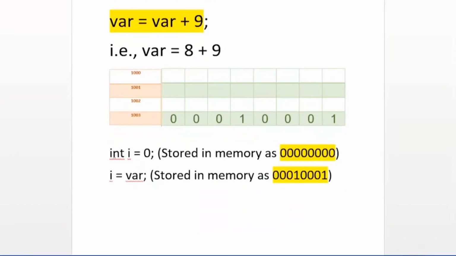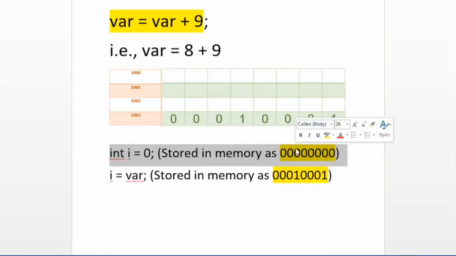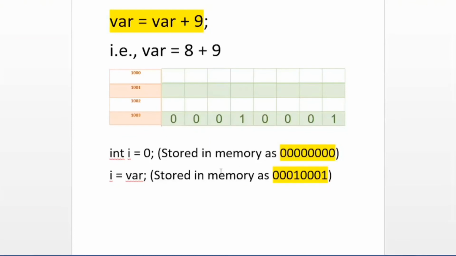Also, as a result of an assignment operation, this is my assignment operation, equal to, I am assigning some value to i. As a result of this also, the information stored in a variable may change. Now initially i is my variable, holding the number 8, with representation 0 0 0 0 1 0 0 0. Now var is holding 17, and 17 has been assigned to i. So now this memory location will be storing 17.